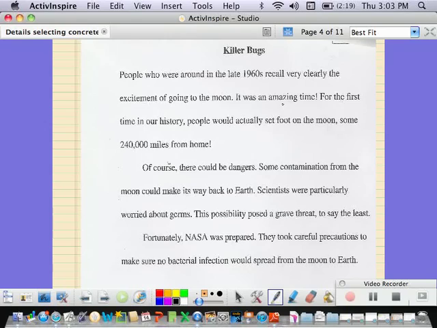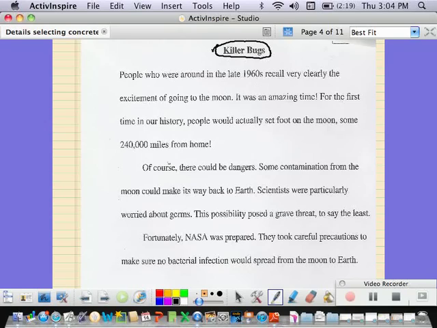Here's a passage of student writing. It's called Killer Bugs. Remember that the title is important because it tells you what the focus is going to be. We're going to revise some of this to see if we can't add those strategies, clarification, descriptive detail, and examples and make this better.